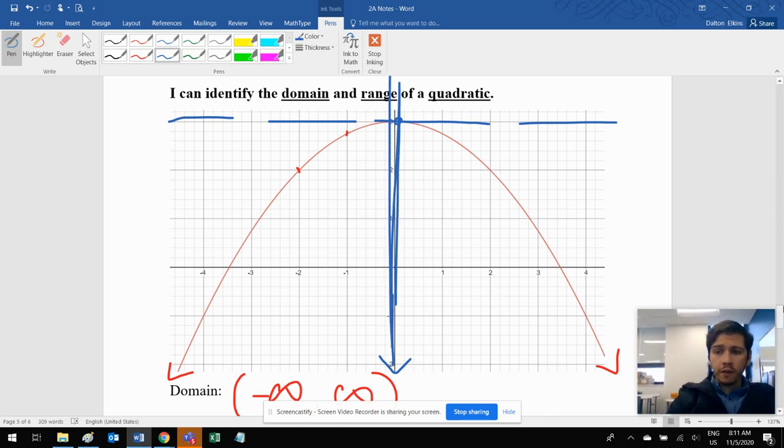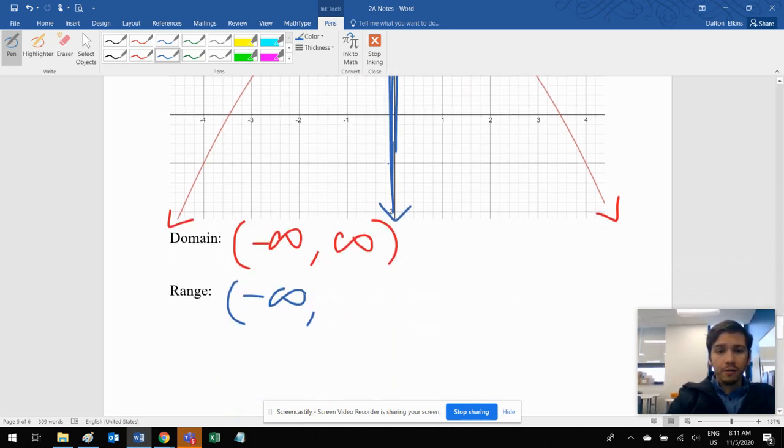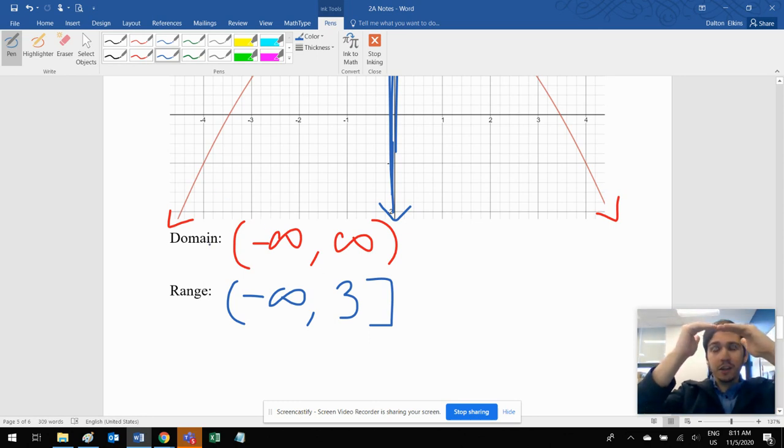So what I'm going to do is I'm going to say that the range goes from -infinity to 3. And I'm going to use the bracket to indicate that it goes to 3. If I use the parentheses, it would mean it gets just right to 3. It doesn't touch 3, but it's like right there. Using the bracket indicates that it does at least touch 3.